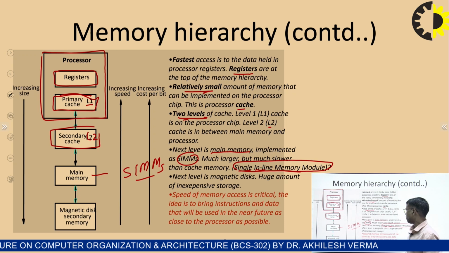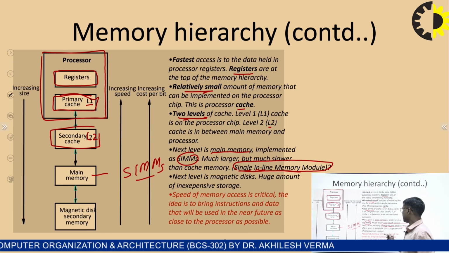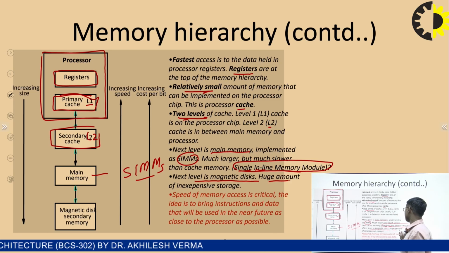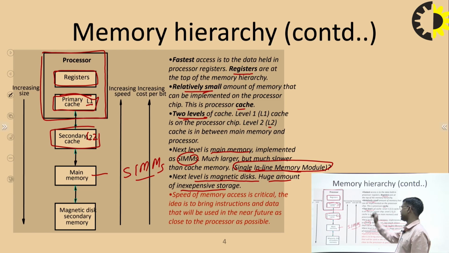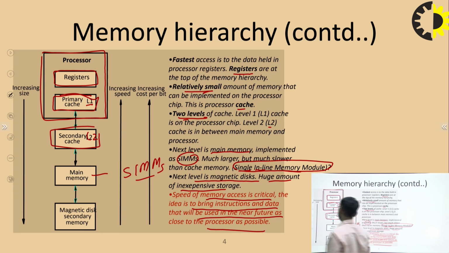Fine. Now, to have more storage, we can have a magnetic disk that will have a relatively huge space, and it is also inexpensive storage. If we see the relationship here from top to bottom, the speed of memory access is critical, and the idea is to bring the instructions and data that will be used in the near future close to the processor as much as possible.